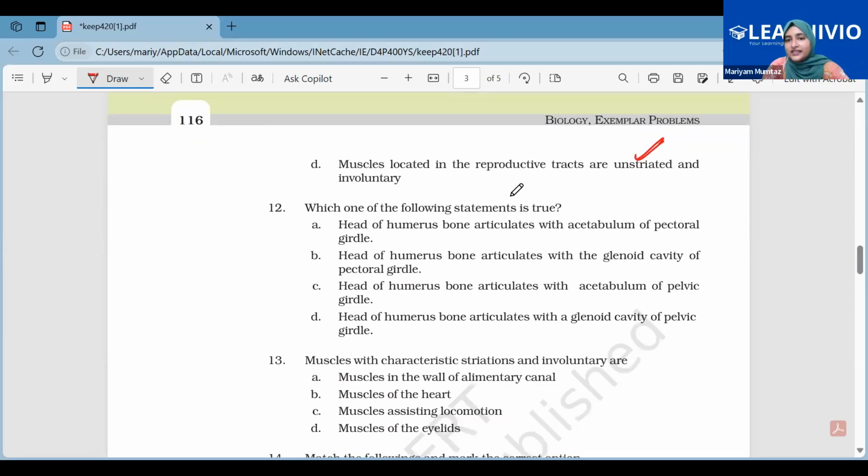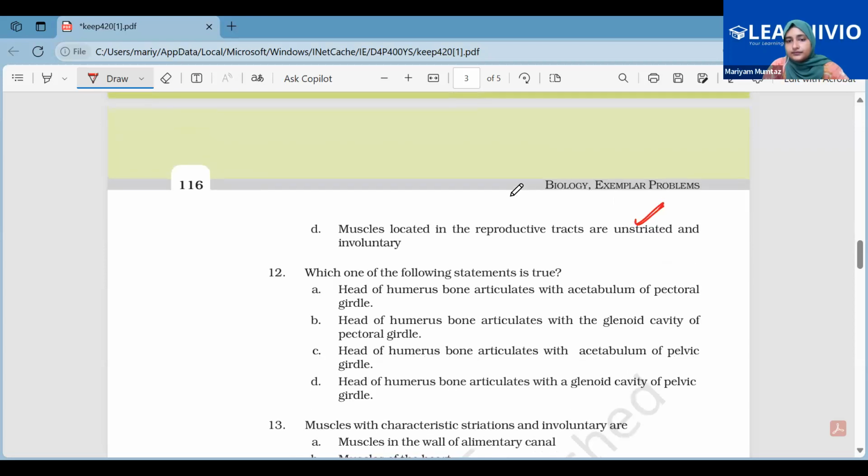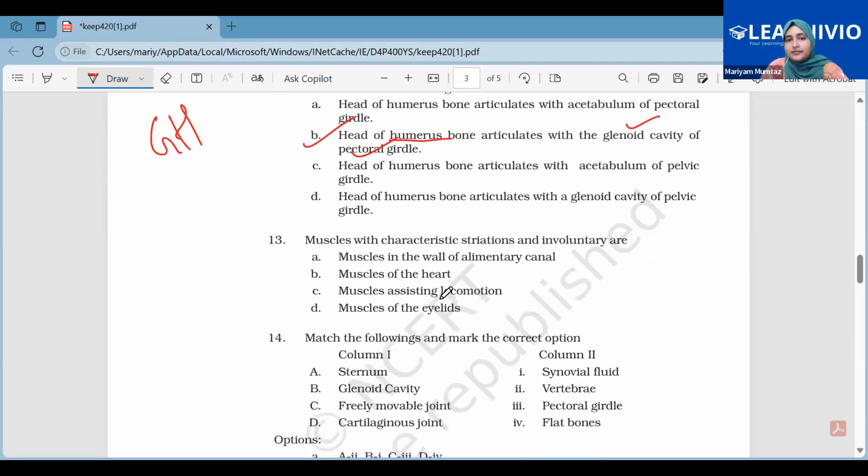Okay, which one of the following statements is true? D. B, head of the humerus articulates with the glenoid cavity of the pectoral girdle. Very good. We always have to make GH because GF is not allowed, right? And what is the cavity of the femur attaches to? It is the acetabulum, right?